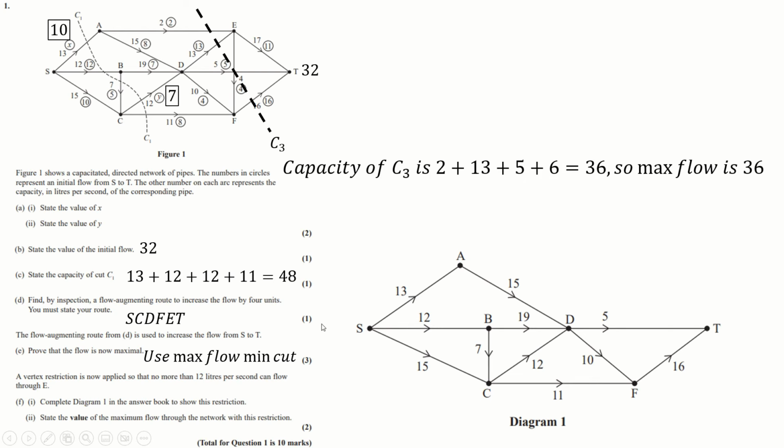That makes 36. Min cut max flow theorem says that means that's the maximum flow. Maximum feasible flow. We've got a flow of 36, therefore it is the maximum.